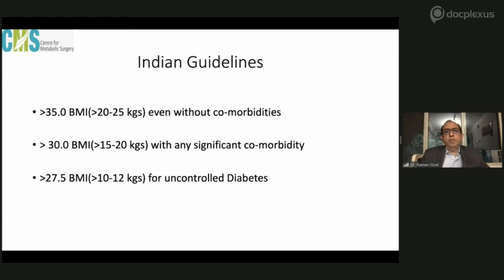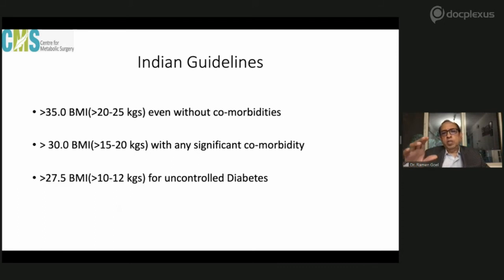Now in India, the guidelines have been modified twice in the last 15 years. And the current guideline says that if somebody is just about 20-25 kg overweight, he or she can undergo surgery, even without any comorbidities. So if the person has, let's say, a fatty liver, which is not considered a comorbidity, but has a BMI of 35, we can offer this surgery and his fatty liver or NASH can improve. If somebody's BMI is 30 and has significant comorbidity, then we can offer this surgery. And if somebody is just diabetic with a BMI of 27.5, we can offer this surgery.